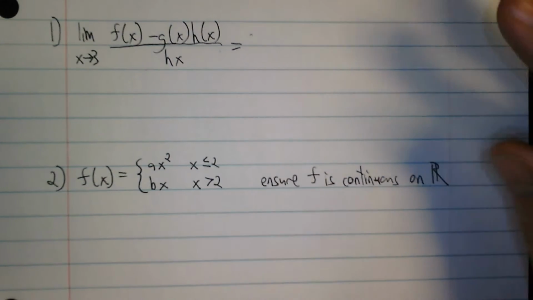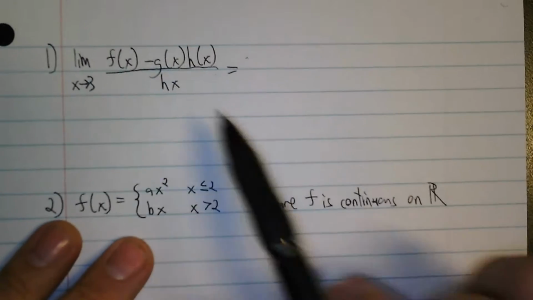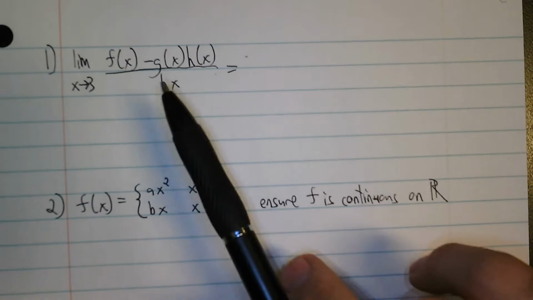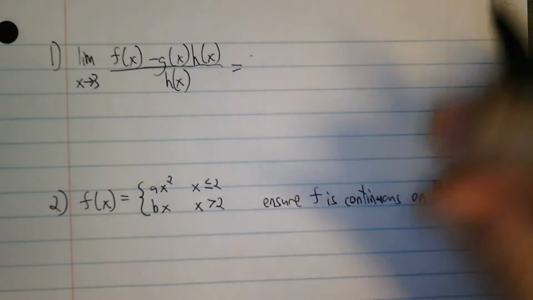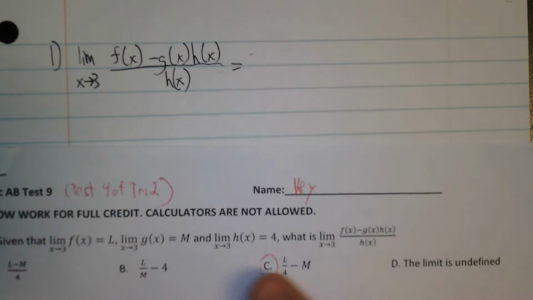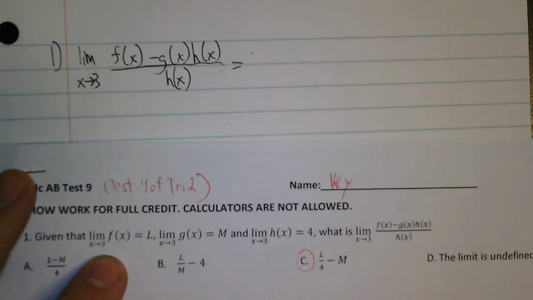AP Calculus. I'm going to get through this as fast as I can. This is test 9, walkthrough. We're given the limit as x approaches 3 of [f of x minus g of x, times h of x], over h of x, and we're asked to find what that limit is equal to given these fun facts. Well, this is basically a limit laws type problem.